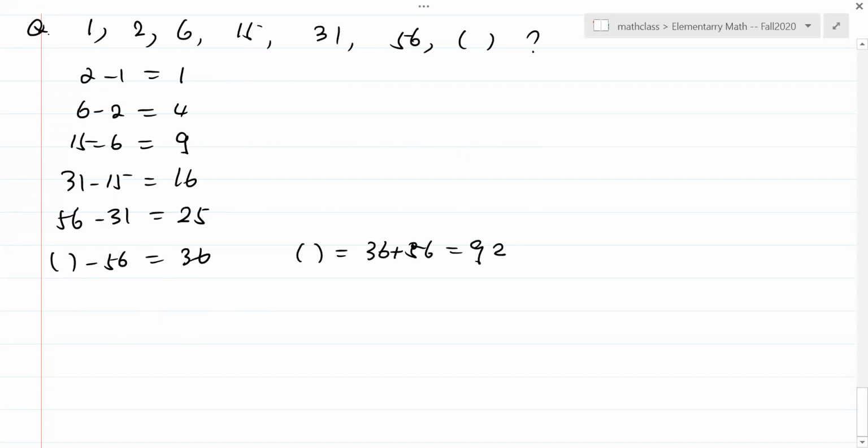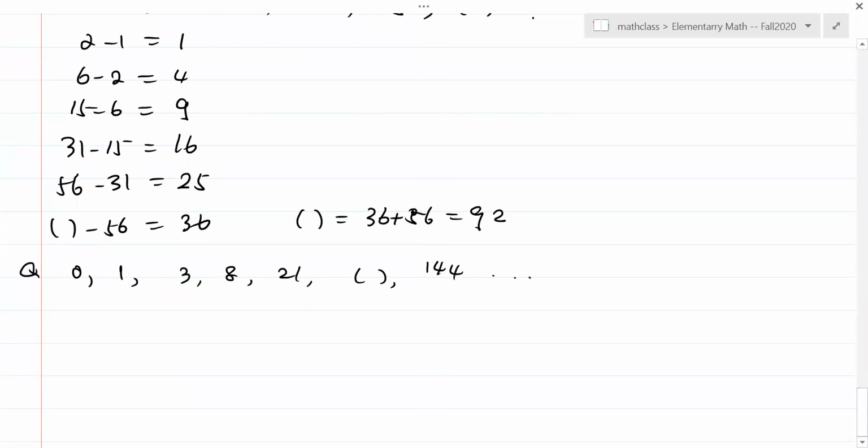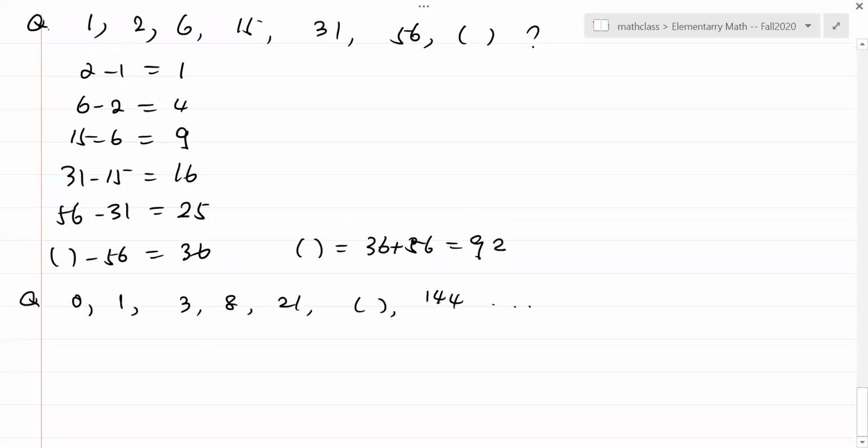Another tricky problem that also caused some trouble: 1, 0, 3, 8, 21, 55, 144. Okay, let me explain to you. This is much harder. Kevin says you have trouble.